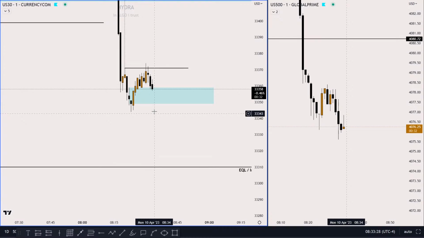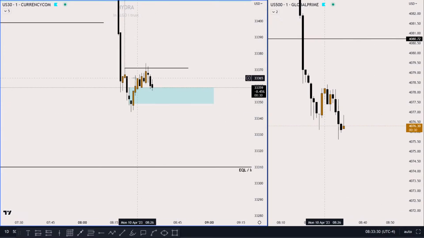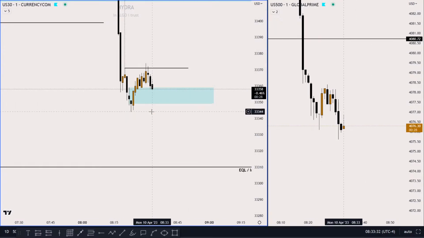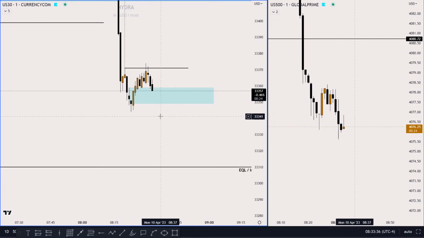So price is coming down. I want to see price coming down and closing a candle's body in 3 minutes, in 2 minutes. Other than that, I'm not taking this trade.